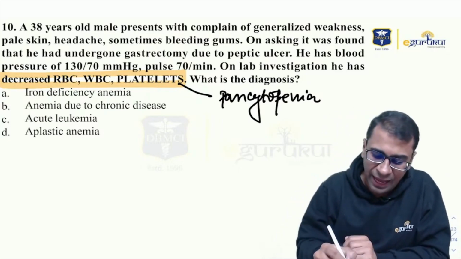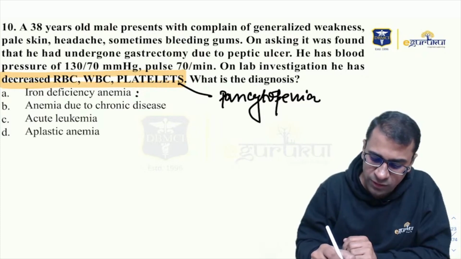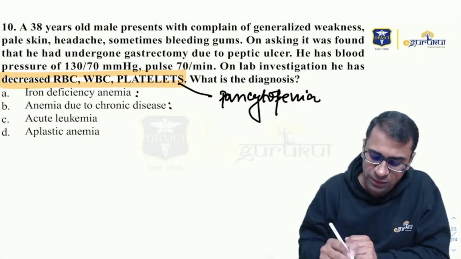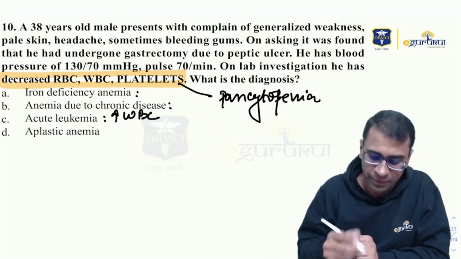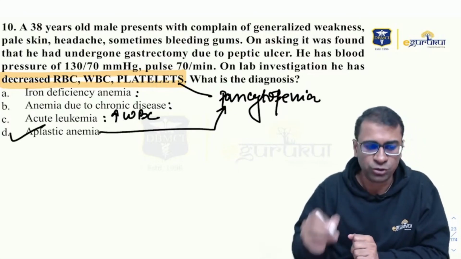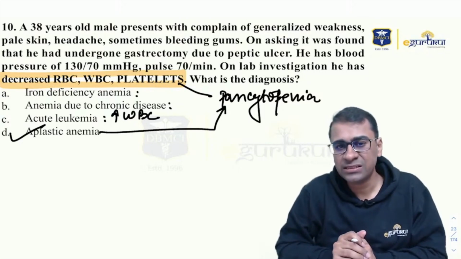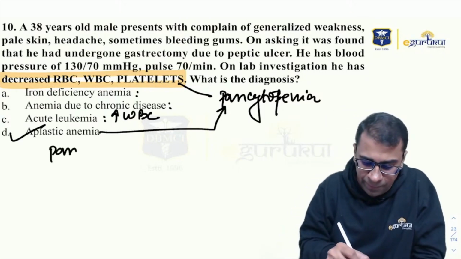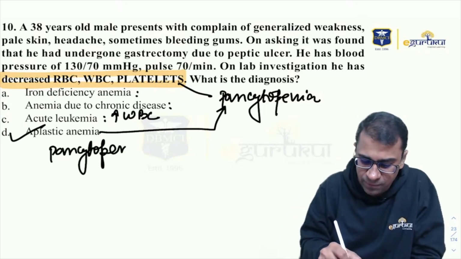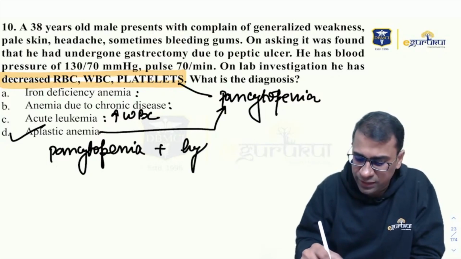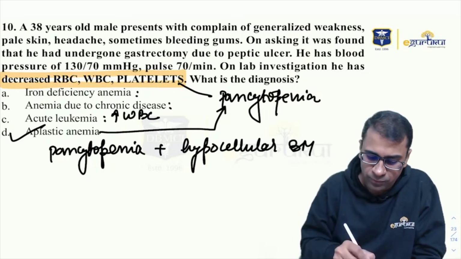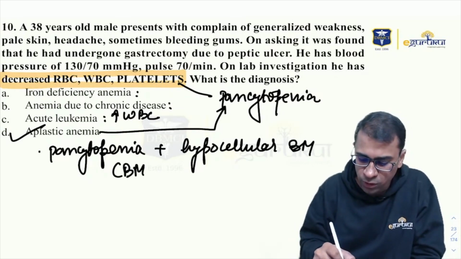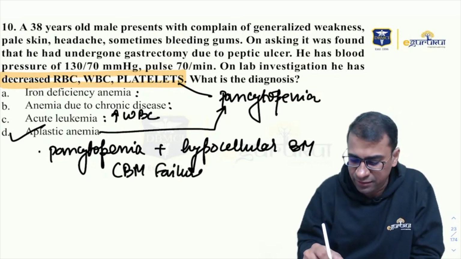Well, obviously, IDA will always have anemia only. This also has anemia. This will have decreased white blood cells. But this will have pancytopenia. Simple. Aplastic anemia is a case where you get pancytopenia. Along with that, you get hypocellular bone marrow. So it's a case of bone marrow failure.